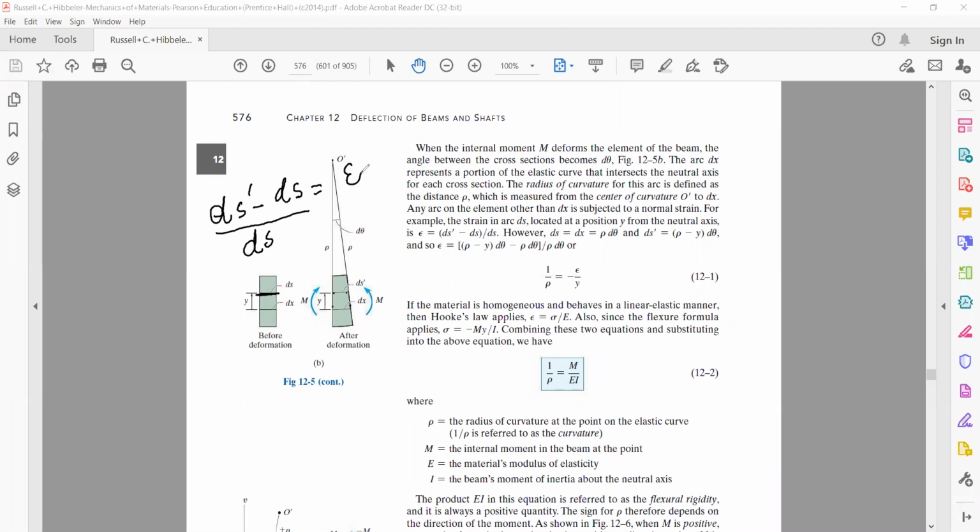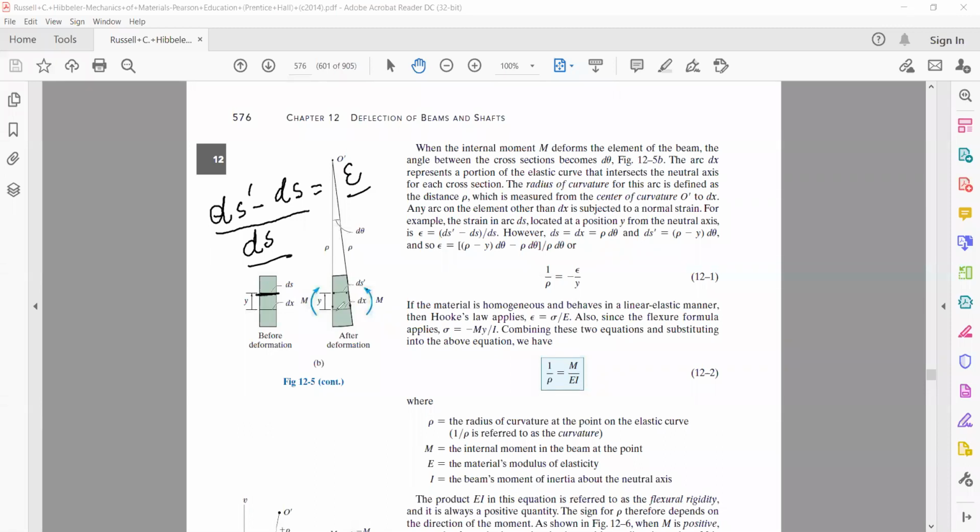And this strain is in fact the strain measured along the x-axis. We write this sometimes as eta x. Let's for some time not create confusion here, and start calling this the strain. So how much is the strain produced in this ds? That is ds prime minus ds divided by ds. That is what we call the strain.